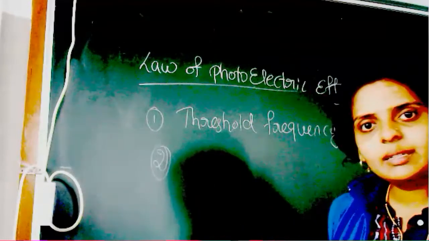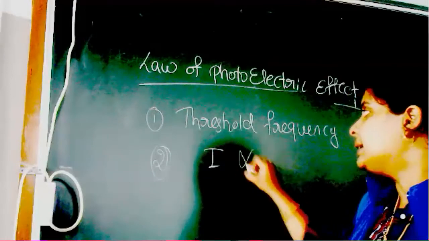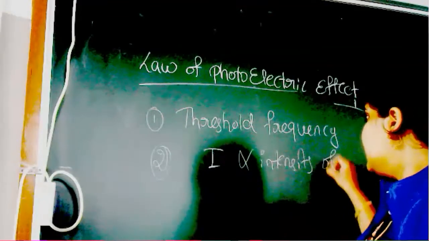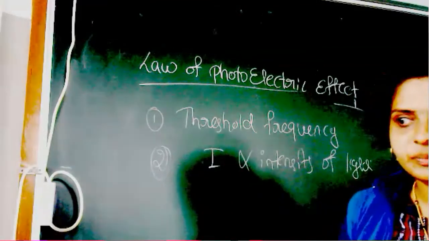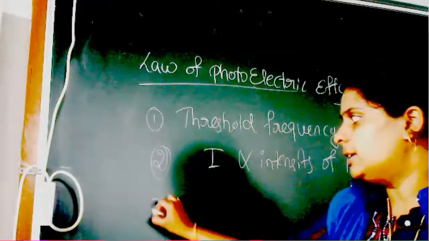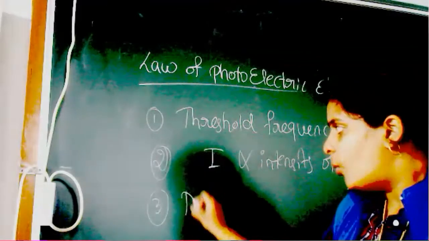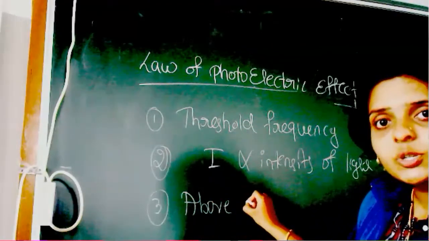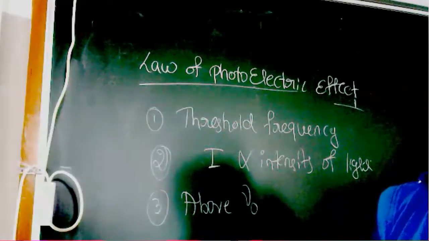Then the second factor is the photoelectric current is directly proportional to the intensity of light. Are you getting it? Then the third point is an interesting one. Why? Because of what they say about threshold frequency. For the time being I'll denote threshold frequency by mu naught. Mu naught is the threshold frequency.